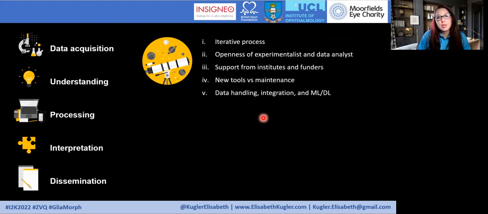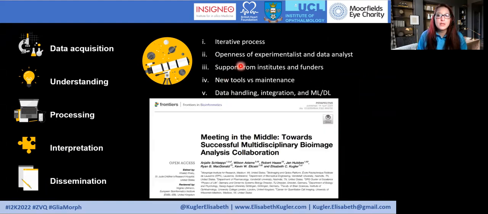But we need more support from the institutes and funders, particularly with respect to not developing new tools, but maintaining and improving them and making sure that they're validated and tested over time. And I think one huge issue, especially with light sheet and large scale advanced microscopy data, is the data handling, the metadata, the archiving, and how we process all of these data. We are now coming into this age of data integration and machine learning, but I think we're still stuck on very different aspects of data handling. Only once we have faced all of this can we meaningfully employ data mining and machine learning. If you're interested to learn more about these aspects of my talk, we have very recently published a perspective piece together with fantastic collaborators across different fields, where we talk about how you can take steps towards successful multidisciplinary bioimage analysis collaboration.